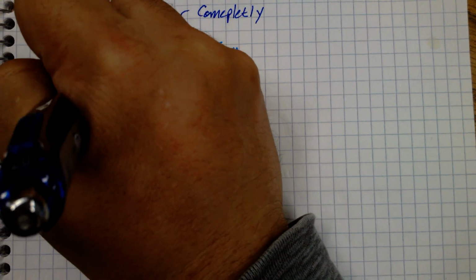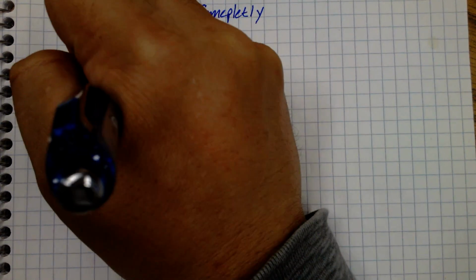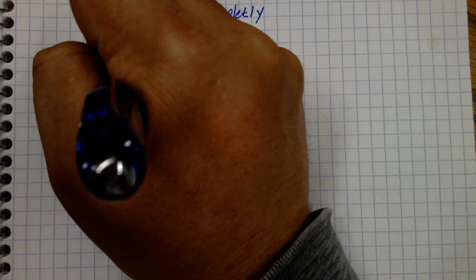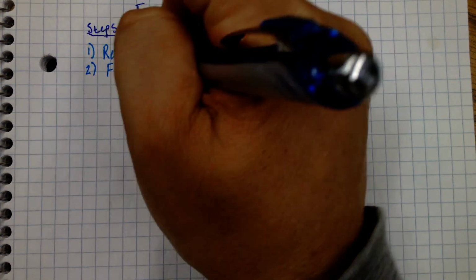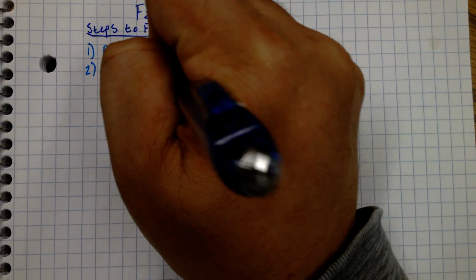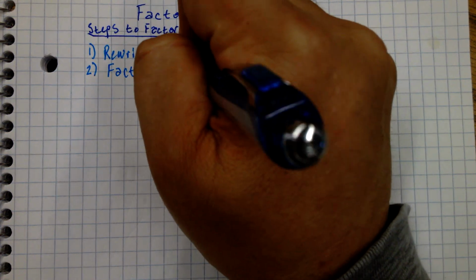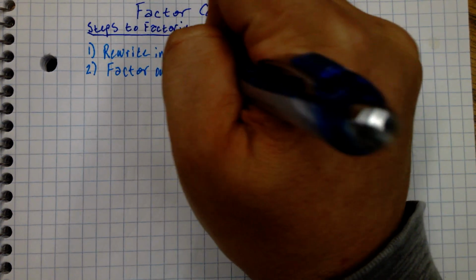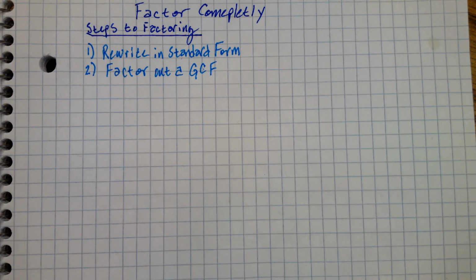Step two, factor out a greatest common factor. Okay. And sometimes it may just be a coefficient, a number. Sometimes it might be a number and a variable or two.